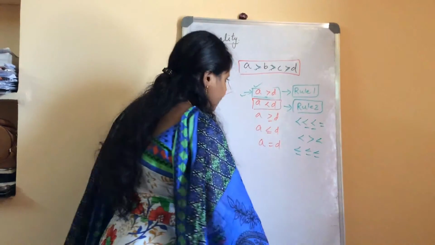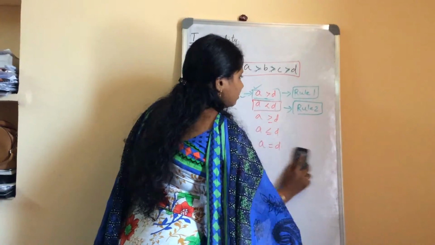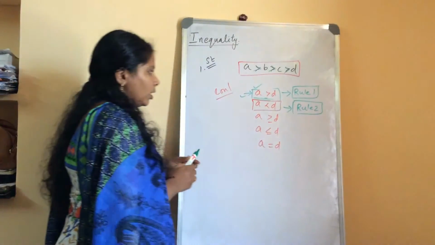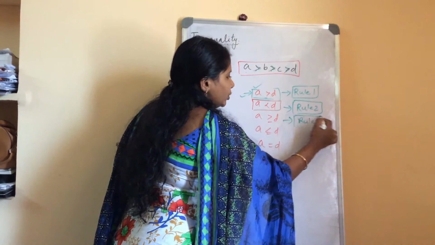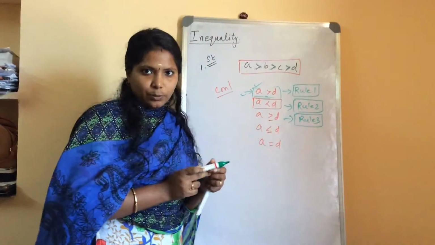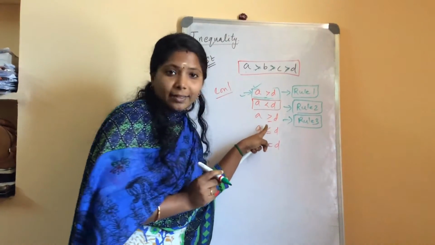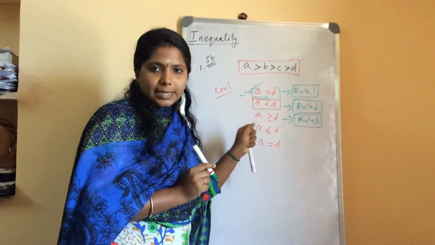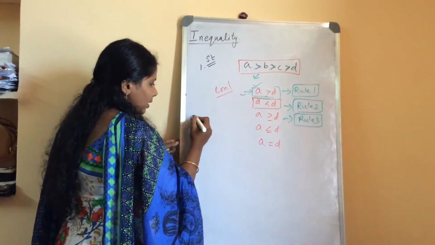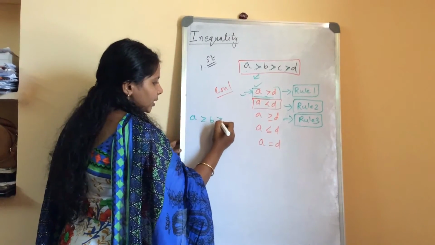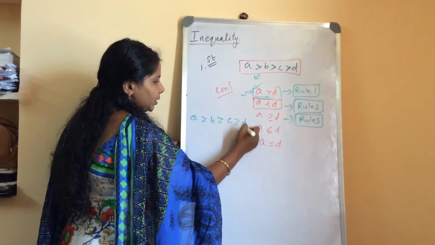So that is rule number 2. Rule number 3, I already told you, which I will be explaining now. See, greater than or equal to. In the statement, let's take this statement itself: A greater than or equal to B, greater than or equal to C, greater than or equal to D.